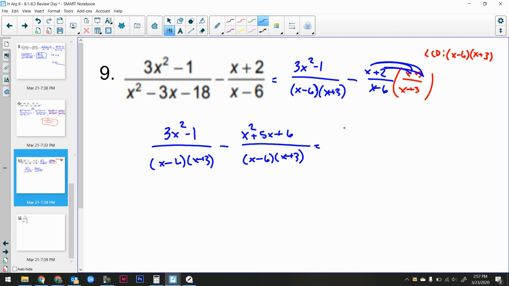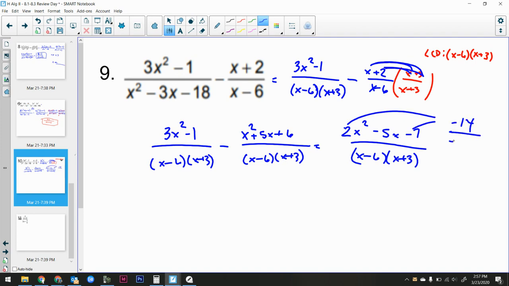Okay, so that gives me a 3x squared minus x squared is a 2x squared. It looks like a minus 5x. Yes, that's a minus 5x. Nothing minus 5. And then a negative 1 minus 6 is minus 7. X minus 6, x plus 3. Okay, does that factor down? Let's see. Negative 14 that I had to get to negative 5. Negative 7 times 2, yeah, it does.